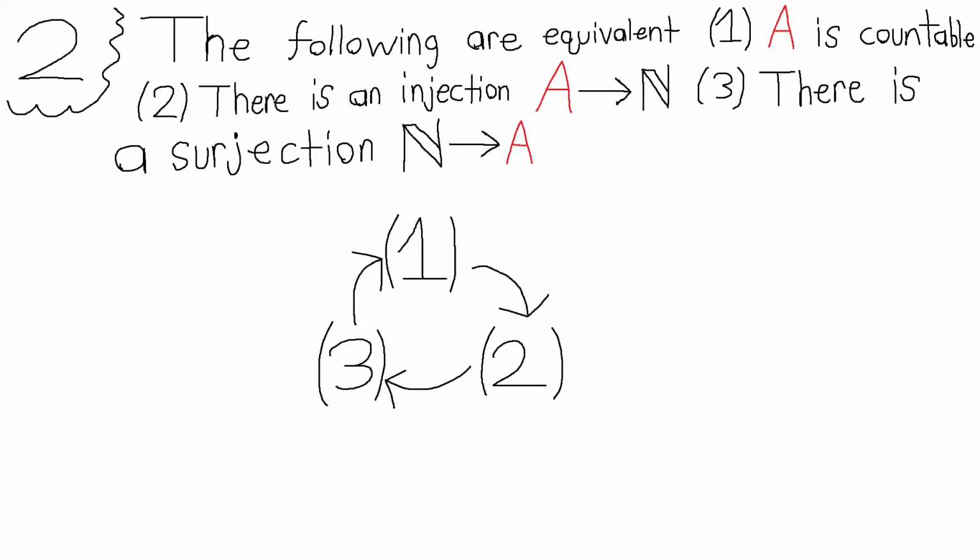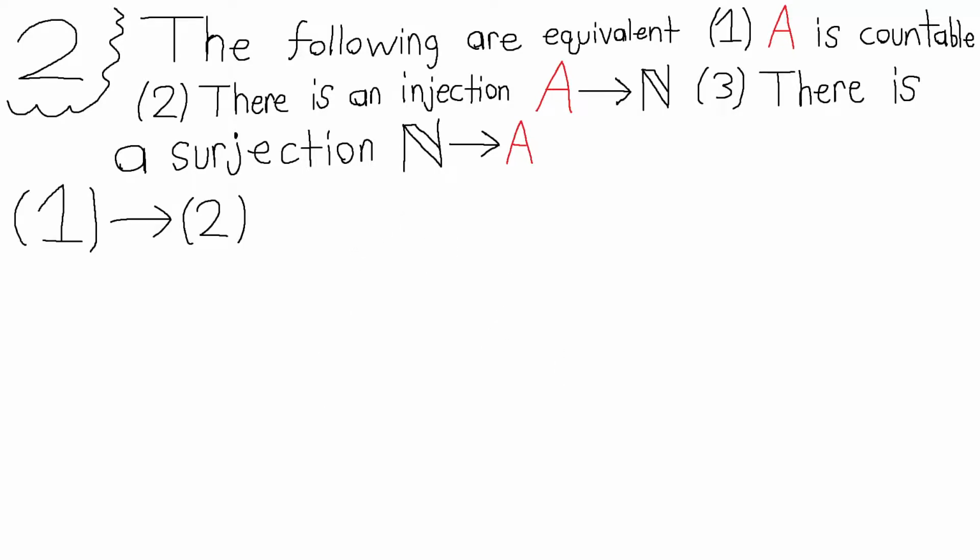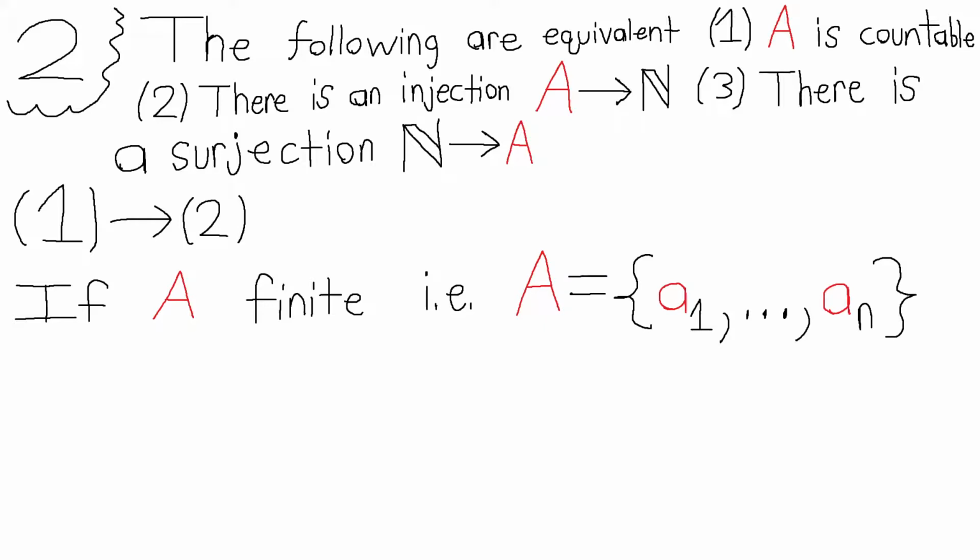Any of the 3 remaining statements can be obtained by just going around the circle. We will now begin the proof. We need to show that if 1, then 2 follows. Suppose first that A is finite, in which case we can express A as a sequence of elements labeled from 1 to some natural number n.